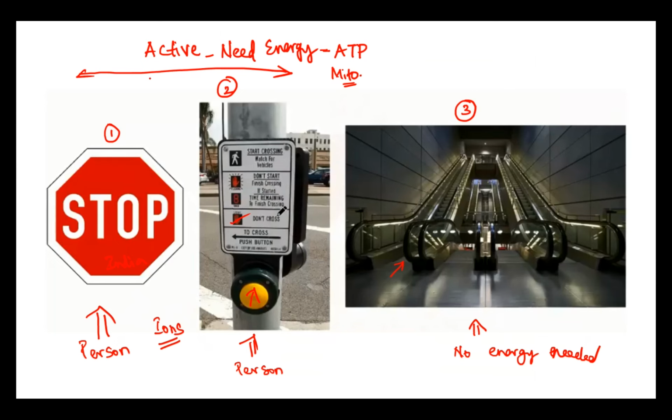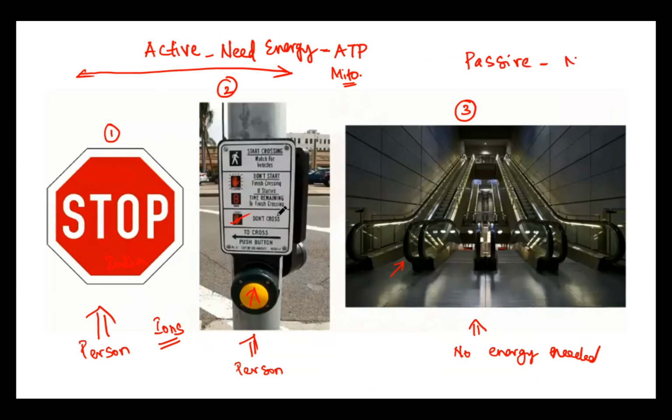If the signal stops, you need to walk. You need to cross the road. You have to spend some energy to cross the road. So that is active transport. Crossing at signals is active transport. You can relate them. So the third picture is passive.